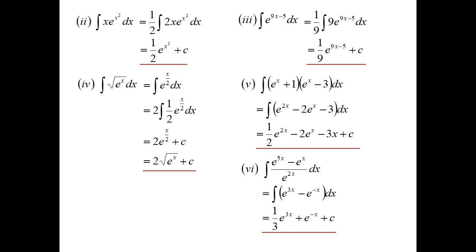Let's do a definite one. x squared e to the x cubed. So I would like 3x squared. So let's make it 3x squared, balance it out, put a third out the front. That becomes 1/3 of e to the x cubed. Substitute in 1, substitute in 0. Well, e to the power of 1 is e. e to the power of 0 is, of course, 1. We have 1/3 (e minus 1).